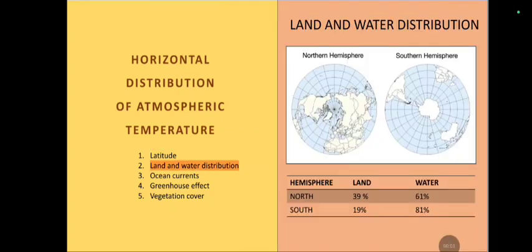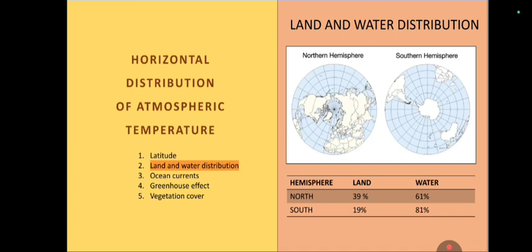The next factor affecting the air temperature is land and water distribution. We have seen that the temperature is dependent on latitude. However, this doesn't imply that all the places lying on the same latitude have the same temperature. The irregular distribution of land and water on the Earth's surface has a great impact on the temperature. Land areas warm and cool rapidly compared to the water masses.